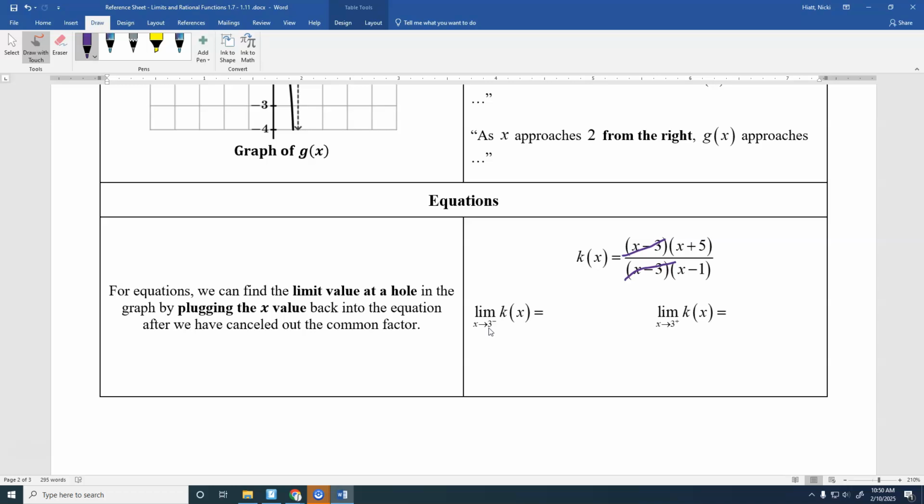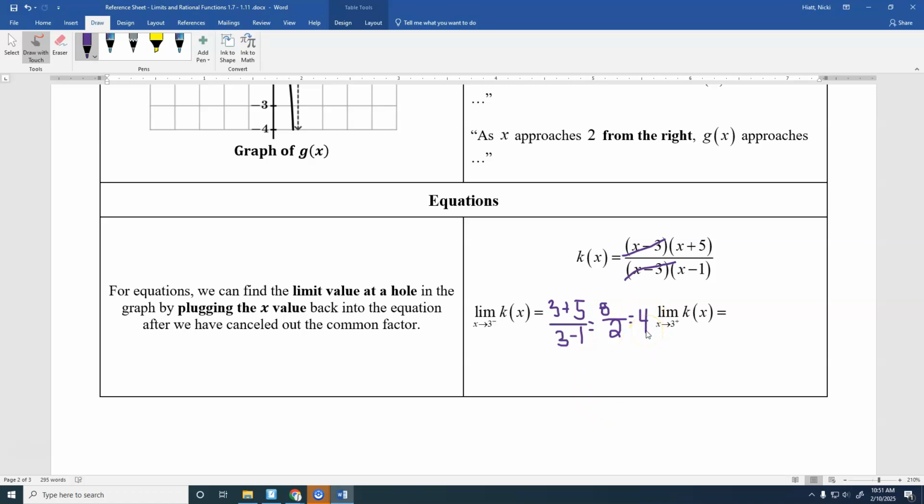So if I plug 3 into the equation itself, I will get 0 over 0. But if I have canceled these, then I can plug 3 into what is left. So if I do 3 plus 5 over 3 minus 1, I will get 8 over 2, which gives me 4.